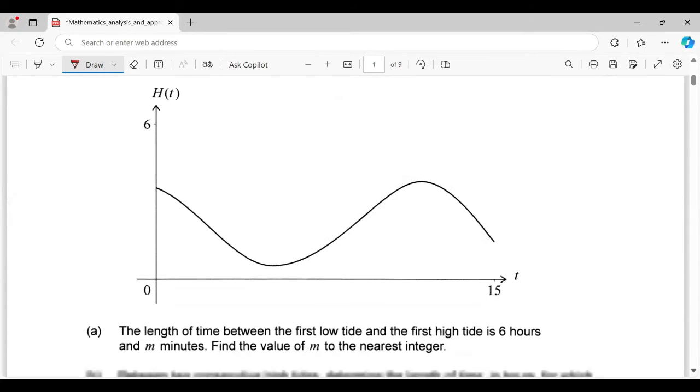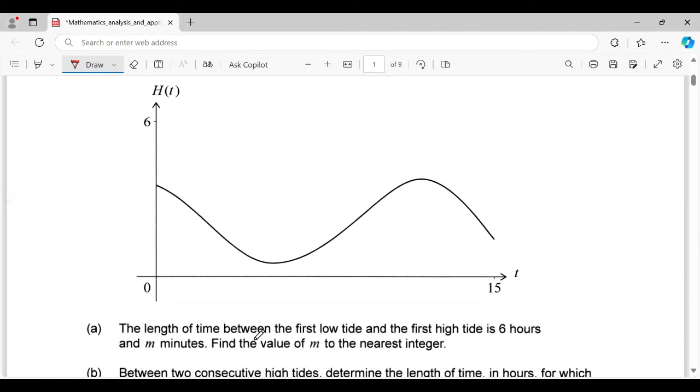Question. The length of time between the first low tide and the first high tide is 6 hours and m minutes. Find the value of m to the nearest integer. Right. So this point is the first low tide, and this point is the first high tide.